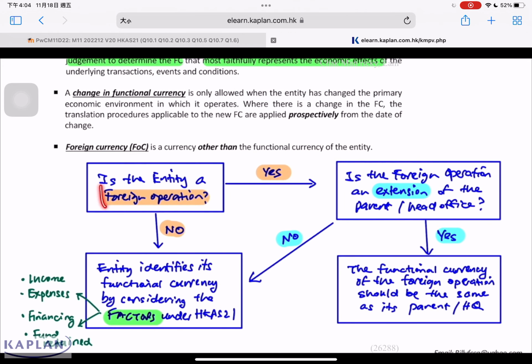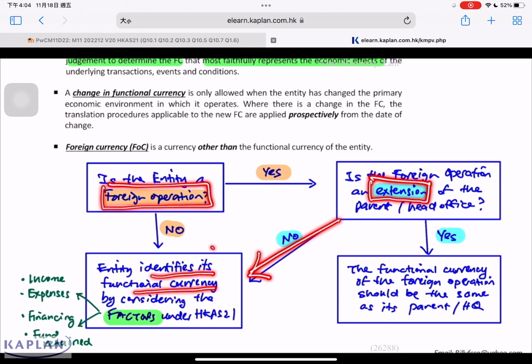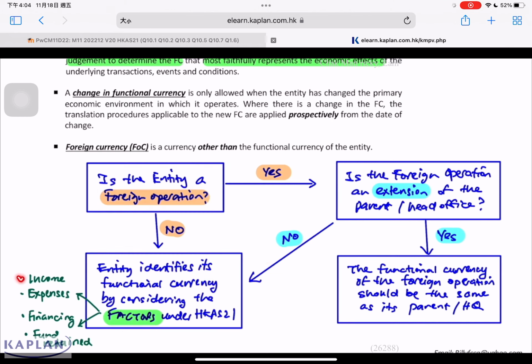If the entity is a foreign operation and it's an extension of the entity, then the foreign operation's functional currency should be the same as the parent or head office. If the answer is no, it's a foreign operation but not an extension of the head office or parent, then the foreign operation has to decide its own functional currency by considering the factors given under AS21. Primary: the income and expenses. Which currency mainly influences the sales price and the production cost or operating cost? If Hong Kong dollar is the currency that mainly influences the sales prices and the operating costs, then Hong Kong dollar is likely to be the functional currency.